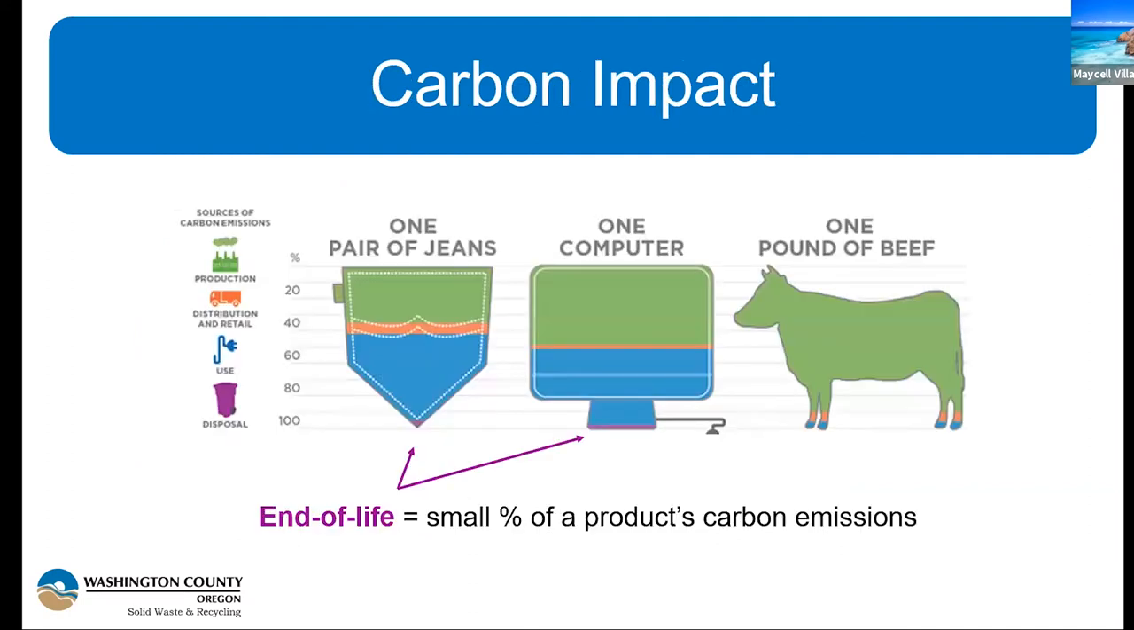And that's even more true of most things, where the end-of-life carbon impact is very low compared to the carbon impact of making, shipping, and using the item. For all materials consumed in Oregon, end of life represents only about 1.5% of greenhouse gas emissions. So in these examples, the pair of jeans, computer, and beef, you can see how small the purple portion is, which is the end of life carbon emissions in comparison to the production and even use. The production is the green and the use is blue. So it's not just about what you do with a product when you're done with it.